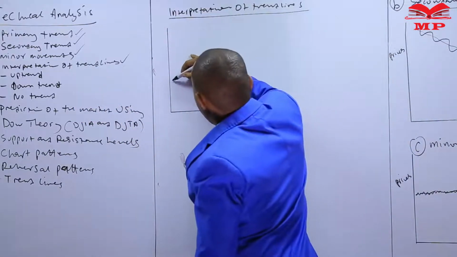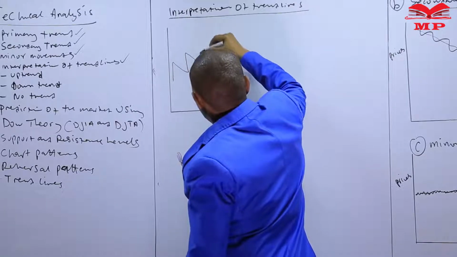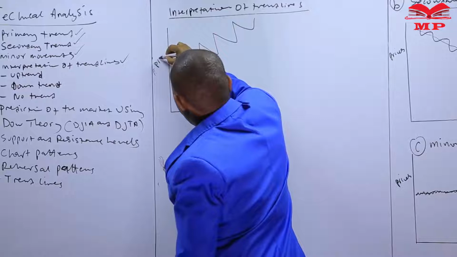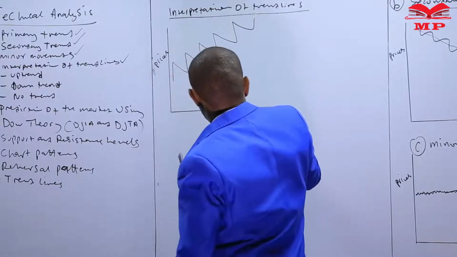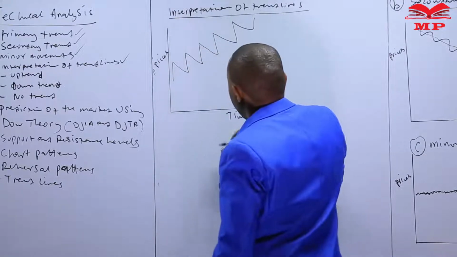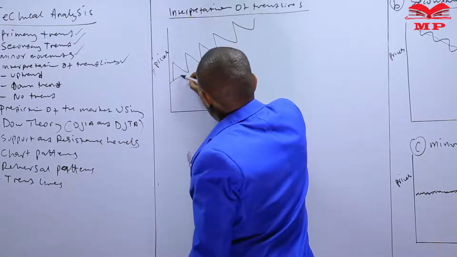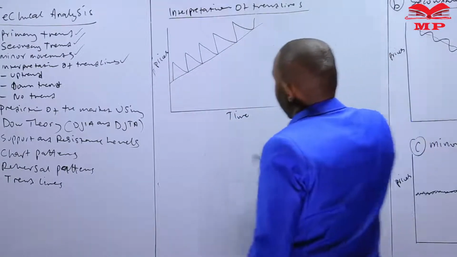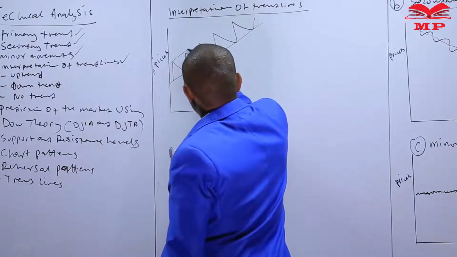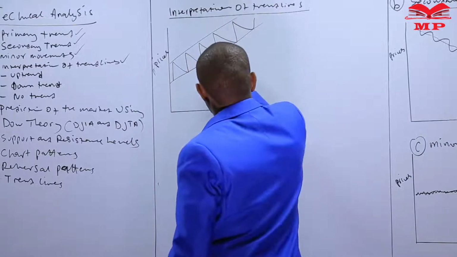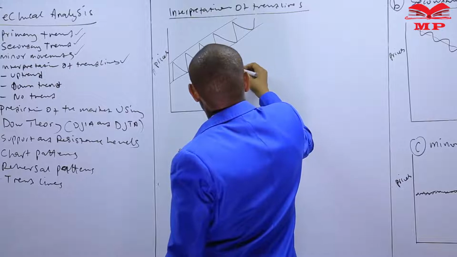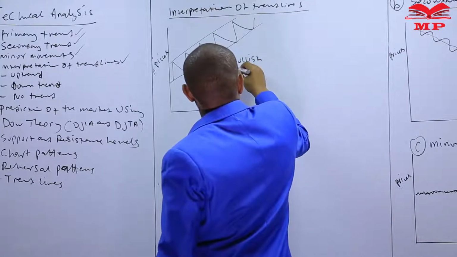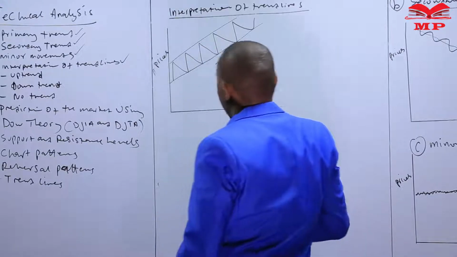So if we have prices moving like that, this is prices, this is time here, we can draw a line like that. As well, we can also draw a line like that, and this is an uptrend, a bullish trend, like that.